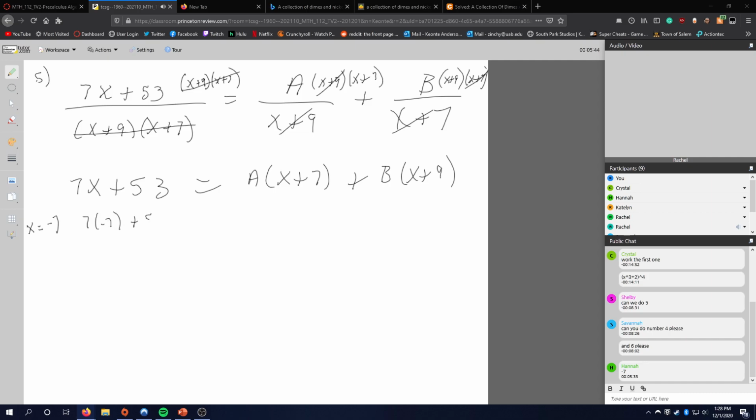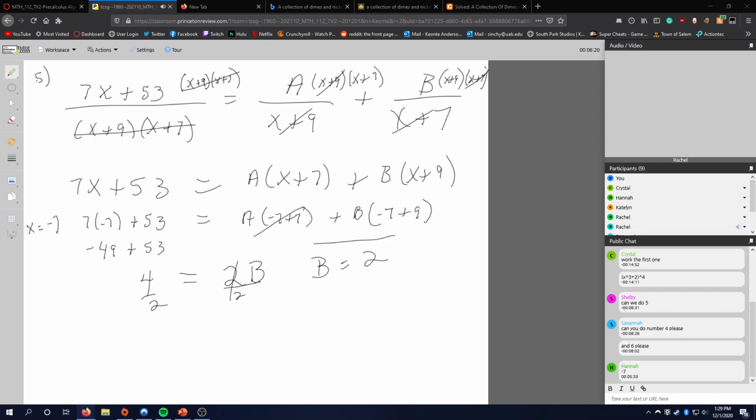So I'm going to put -7 in for x. This is -49 plus 53, so that's going to give me 4. This one goes to 0, and -7 plus 9 is 2B. If I divide by 2, B equals 2. So now I know that B is 2.